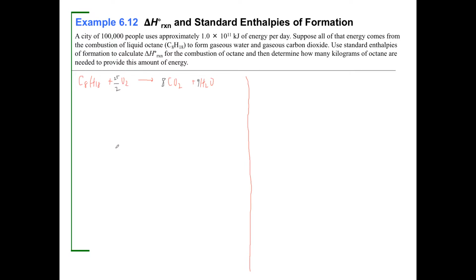I'm sorry, my writing's so small, probably can't see it from where you're sitting. Okay, 25 over 2. Balance that yourself and you'll be able to figure it out, okay? So now we're going to do this from the standard heats of formation of these guys. So first of all, I'm going to write the standard heat of formation.